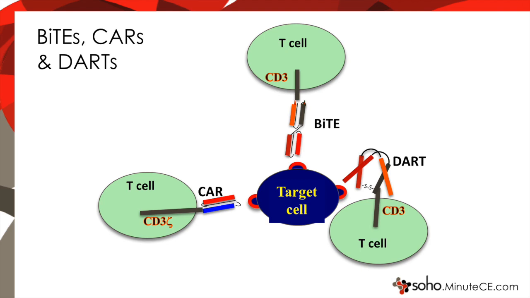And for the studies that I would like to describe, we have chosen to develop a dual affinity retargeting agent, or DART, which is directed to an AML target called CD123, and also directed towards the CD3 receptor, which activates T cells in the context of their target cells.